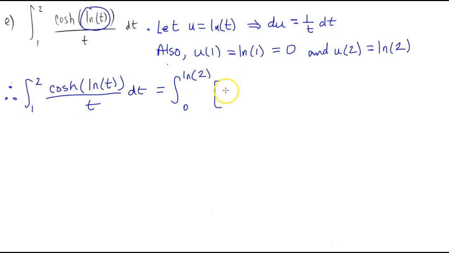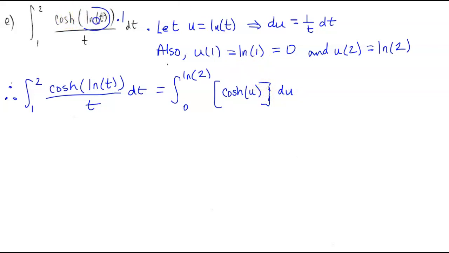And we have cosh of u, and in place of the understood 1 divided by t dt, we're just going to have du in its place. Okay.